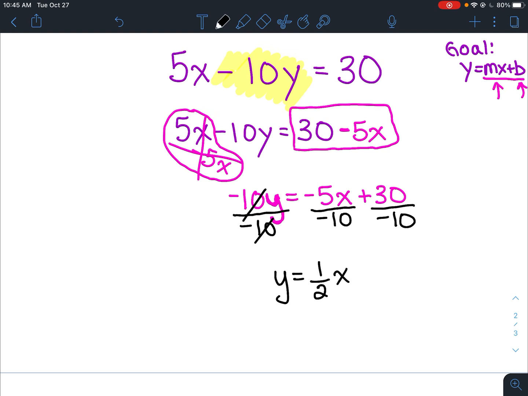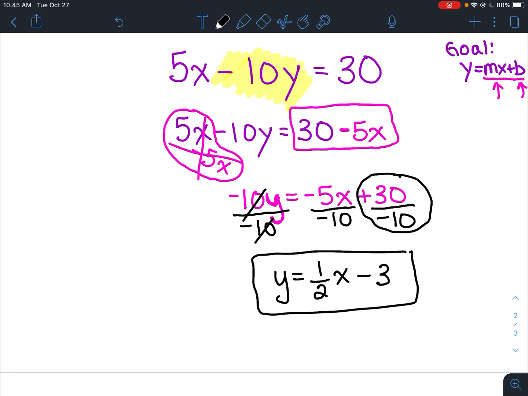So I have 1 over 2x. You could also write that as just x over 2. Whatever you want. And then 30 divided by negative 10 would actually be negative 3. Right? Positive divided by a negative would be a negative, and 30 divided by 10 is 3. Cool, that's my final answer.